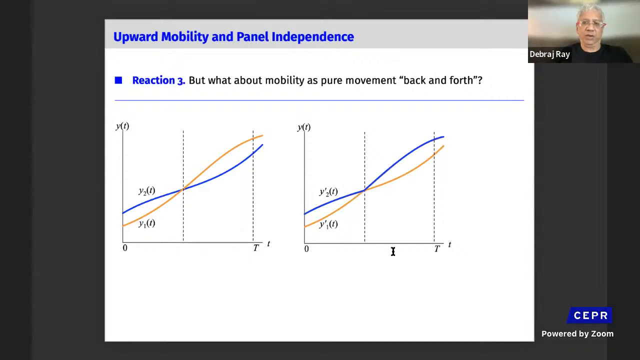So here are two trajectories, which at first sight look the same. There's an orange one crossing, and then there's a blue one crossing. And notice I'm favoring the orange guy as long as the orange guy is poorer than the blue guy. And then when he crosses, I favor the blue guy because he's now poorer than the orange guy. This picture generates the same mobility as this picture, where the blue guy comes down, bounces off, and then goes back up again.